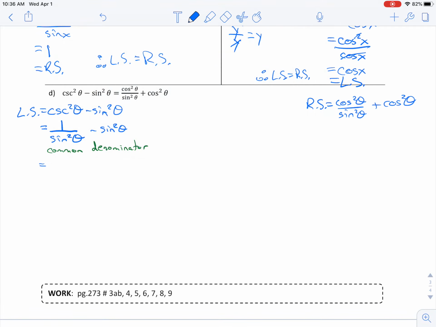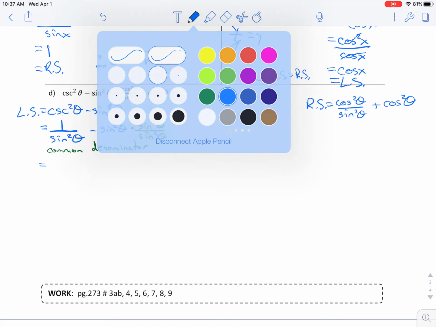And again, this is kind of a trial and error to see how it goes. And sometimes you're going to end up down a path that's just not going to work and you have to come back and start again. So if I do that, what I need to do is multiply this second fraction by sine squared theta over sine squared theta.